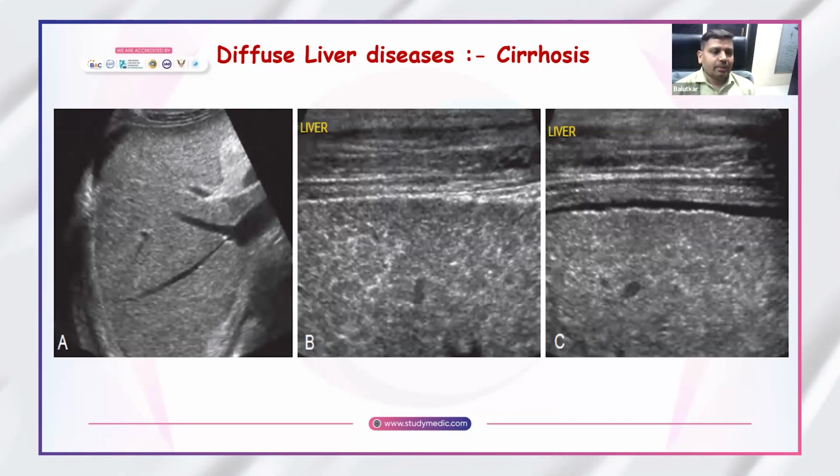We can see the appearance of the liver in a cirrhotic patient. There is a somewhat heterogeneous appearance of the liver parenchyma. We can see multiple tiny echogenic fibrotic bands within the liver parenchyma, and there are nodules. There is irregularity or nodularity of the hepatic capsular outline, which is seen better using a linear probe.